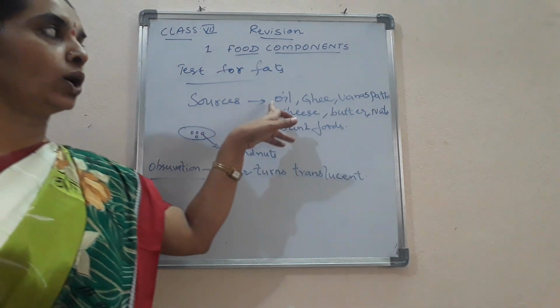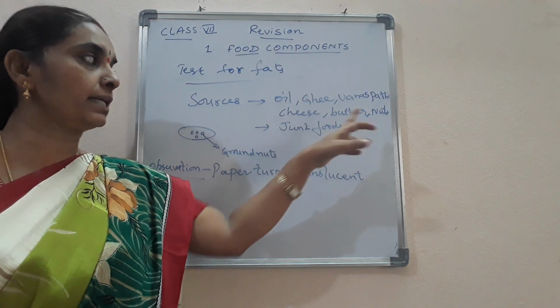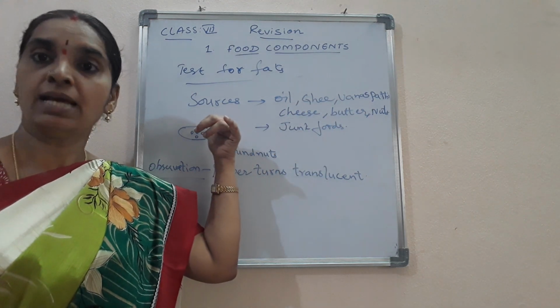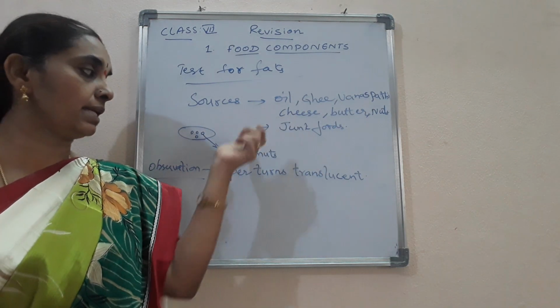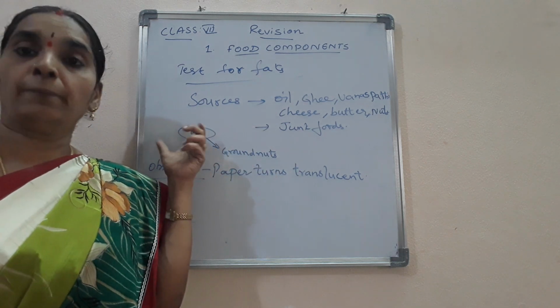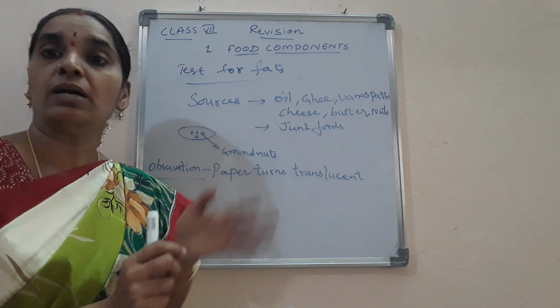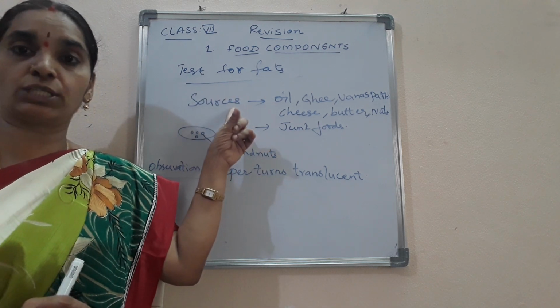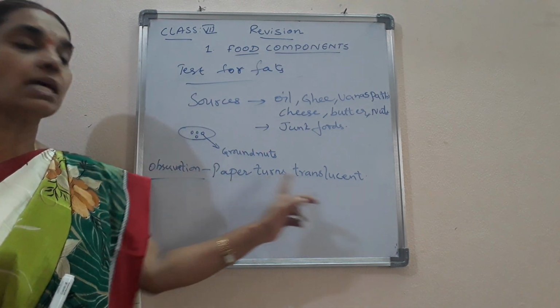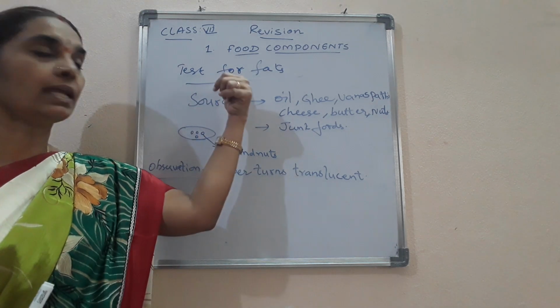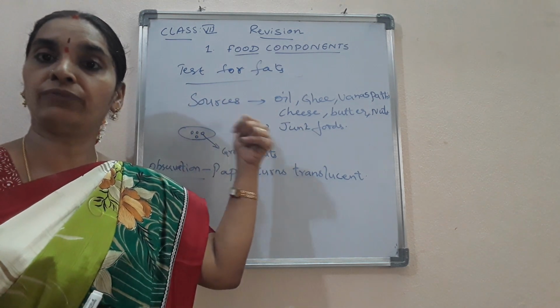See here, children, oil, ghee, vanaspati, cheese, butter, nuts and junk foods contain fats. If you take groundnuts, which are nuts that contain fats, in a paper, crush the paper along with them and hold it against a light source, you can see that the paper turns translucent. This is the test for the presence of fats in a given food substance.